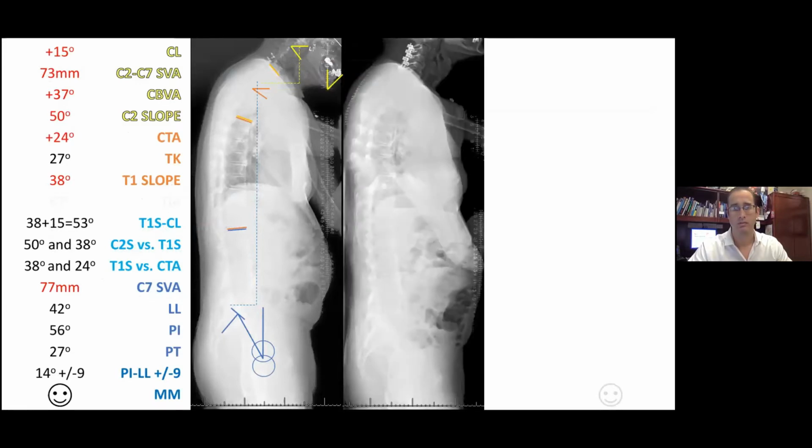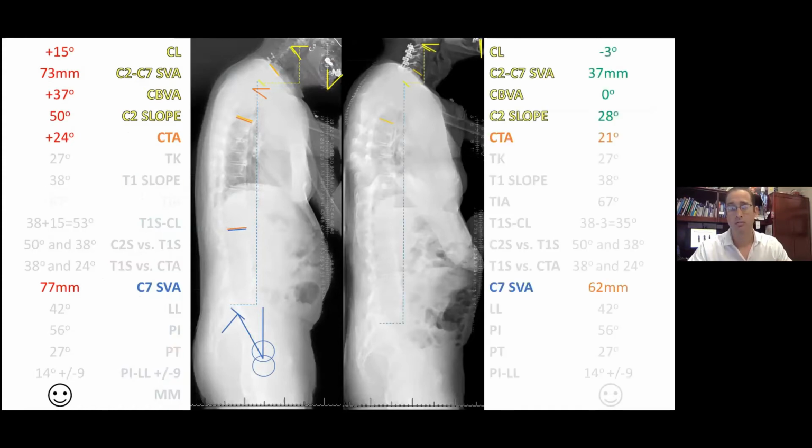There's the difference. And then here's the numbers. His lordosis is -3. It's much better. He's right around 40 millimeters there. He's facing forward. The C2 slope improved significantly. It was 50 over to the left. Now it's 28, nice in the green.